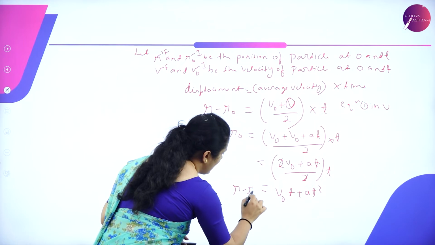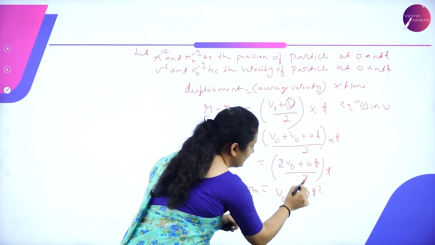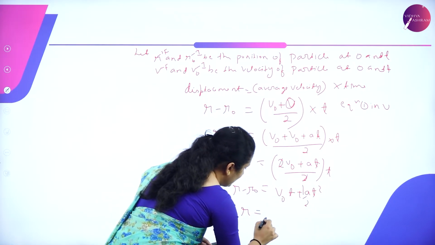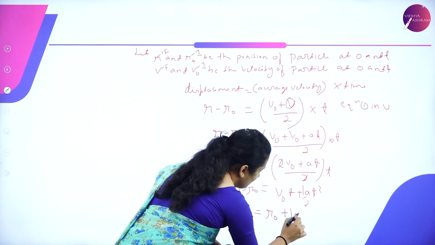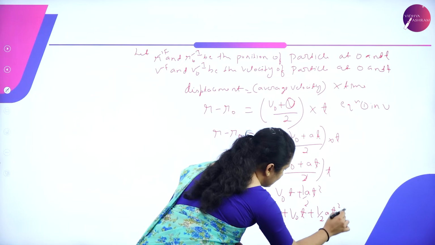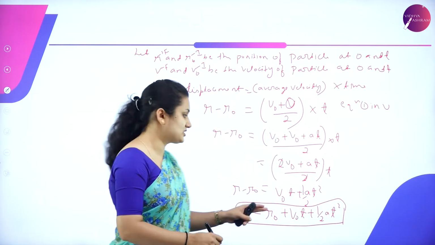r minus r naught. I just want r. So the 2 cancels, and half is remaining here. So I just want r. What will it be? It will be r naught plus v naught t plus half at square. This is the equation for displacement.